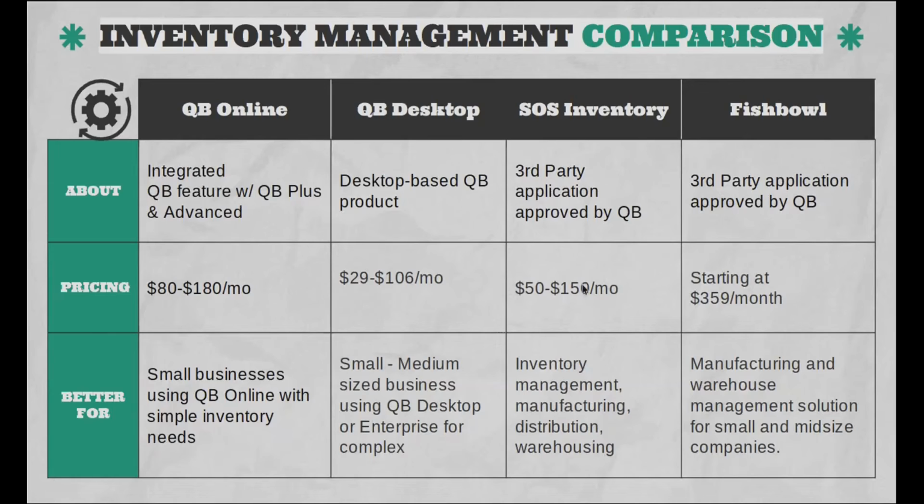So for SOS inventory, you're looking at the entry level about $50 a month up to $150 a month. For Fishbowl, they start up at $359 a month. So you can even see in the pricing, right? Fishbowl is for very complex inventory management needs. So you might be a manufacturing company. You might have a warehouse or warehouses that you need to track a lot of different inventory and a lot of complex inventory needs.